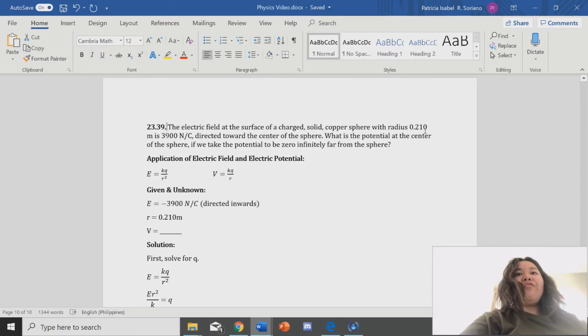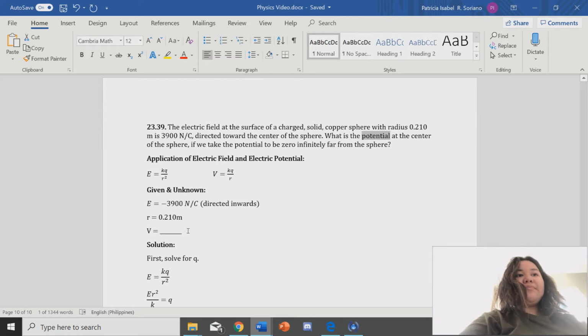So, over here we have a radius 0.210 meters. So let's put that over here as r. Then we have this electric field 3,900 newtons per coulomb. So let's put that over here. And since it's directed inwards, or as the problem puts it, directed towards the center of the sphere, we say that it is negative. It's directed inwards. So that's about it for our given and our unknown as stated here. What is the potential at the center?